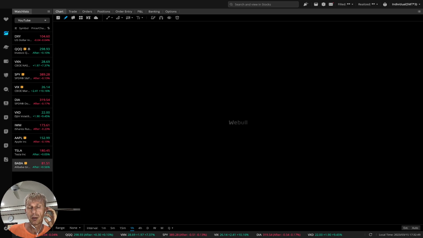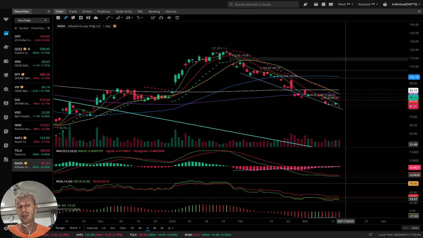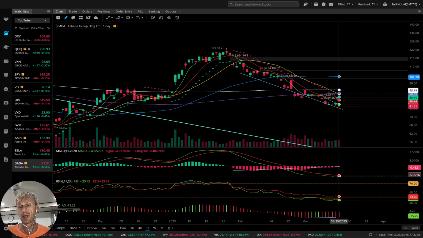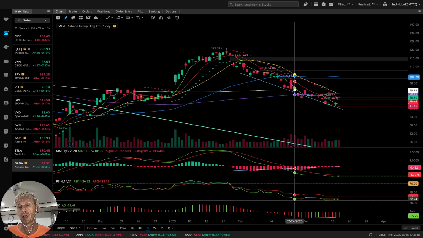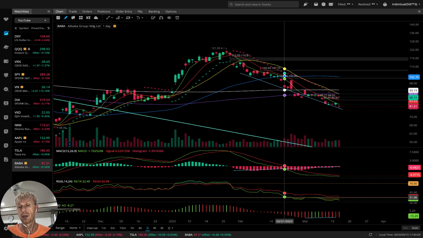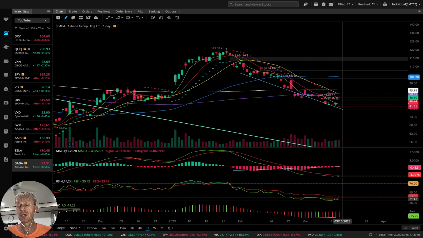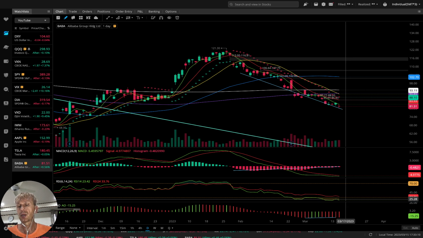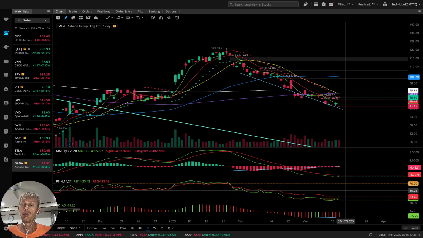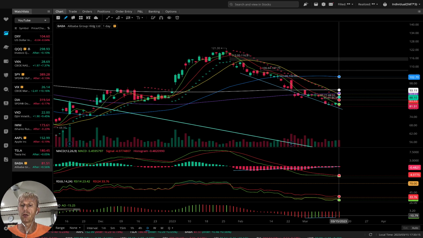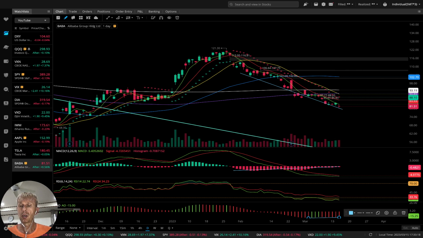Let's move to BABA. BABA daily time frame. MACD bearish. RSI oversold, bearish. Very oversold for a long time, since February 20. For the last 30 days it's oversold. It definitely wants to have a bullish bounce, bullish divergence on the awesome oscillator.